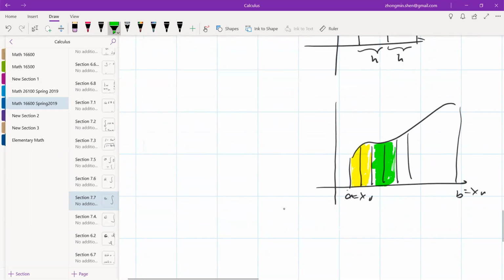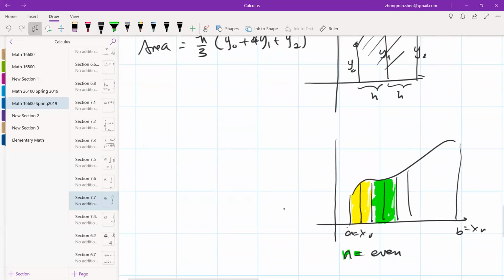That's the idea. And you can even use more general polynomials to get a better estimate. Okay, so n must be even in order to do this kind of partition. Okay, n is even. Then you will see that, let's label it. This is going to be y0, y1, y2, y3, y4, y5. Keep it going.